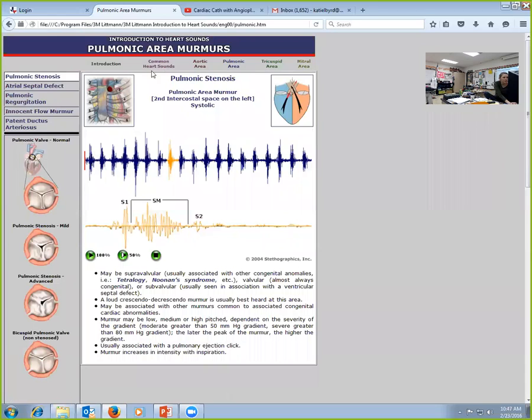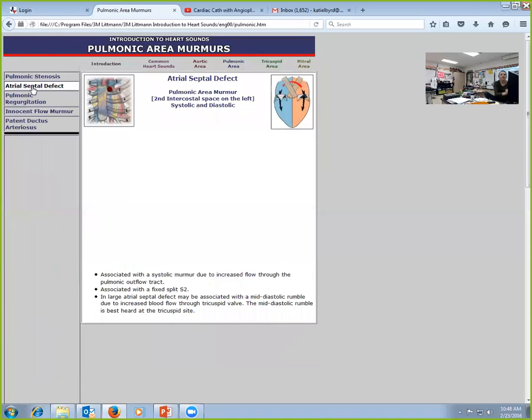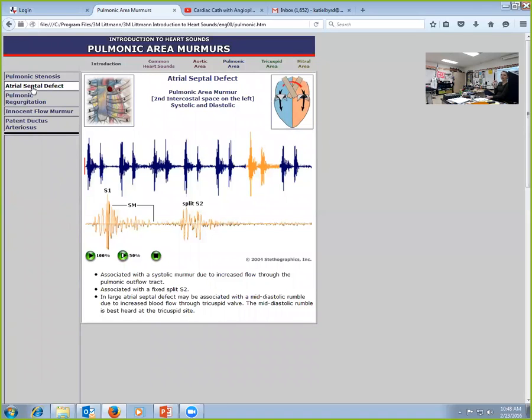Pulmonic issues. So this is pulmonic stenosis, so narrowing of the pulmonic valve. Whooshing after it. Just not a crisp, clear sound like that first one. Okay, here's an atrial septal defect.